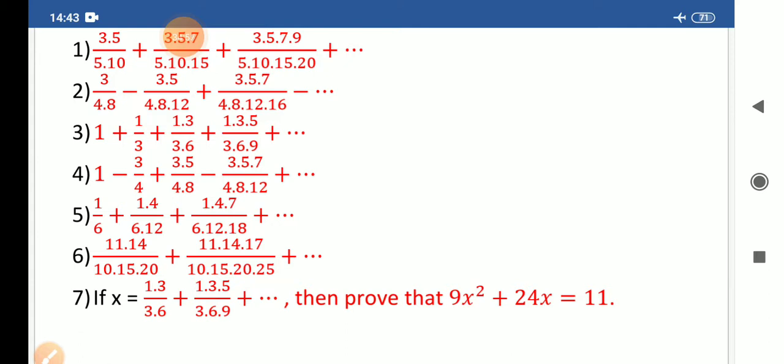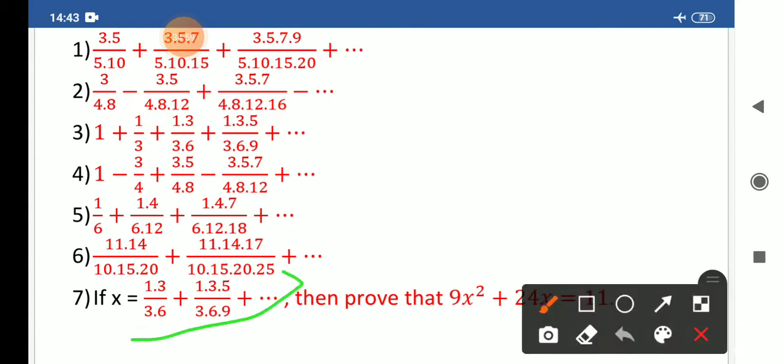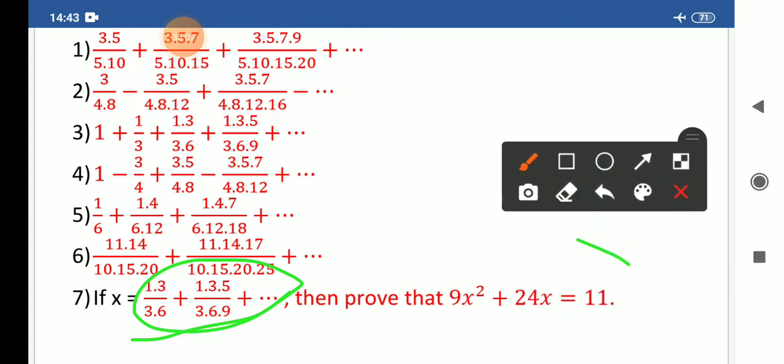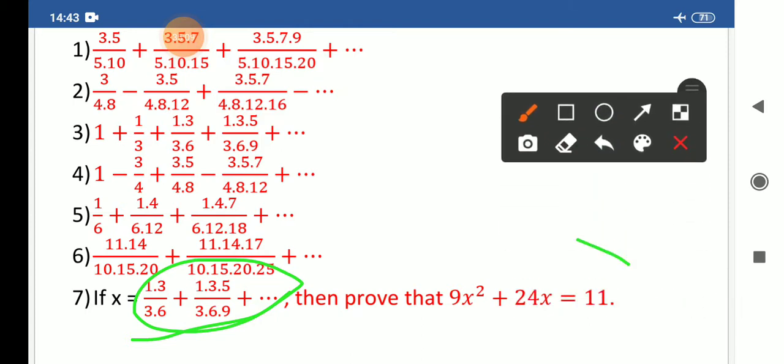The last problem: first you find the value of this. Suppose, for example, x is equal to 2 by 3. So take cross multiplication: 3x is equal to 2, 3x minus 2 is equal to 0. Squaring on both sides like that, we have this result. First we find this value, that is equal to x.